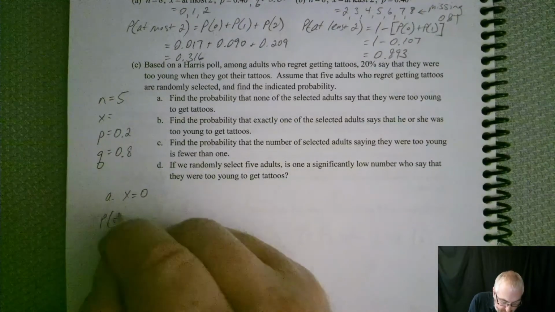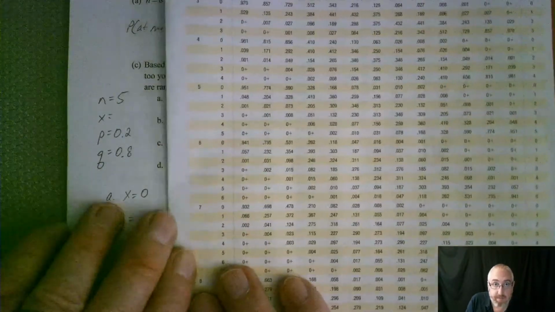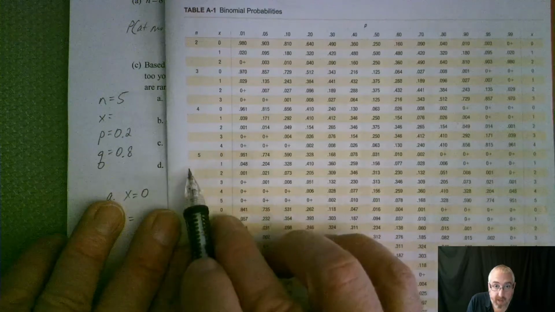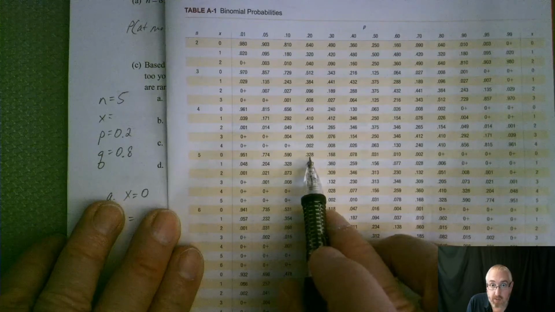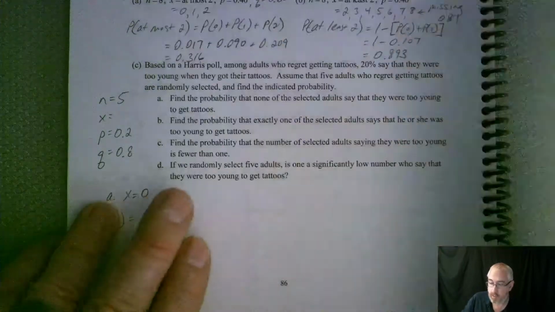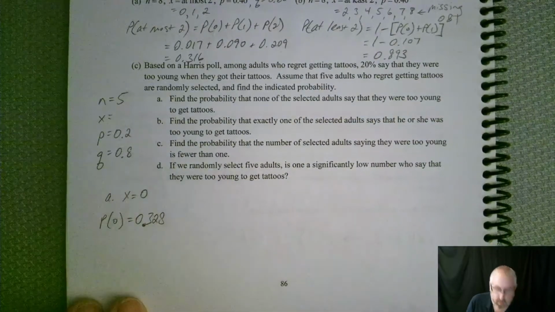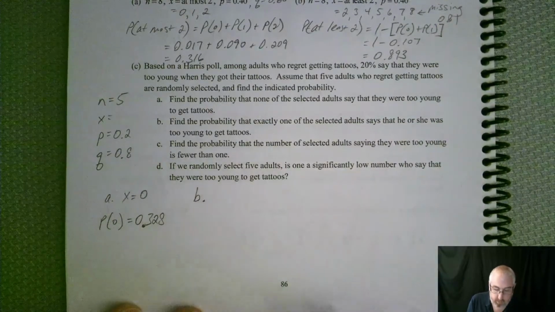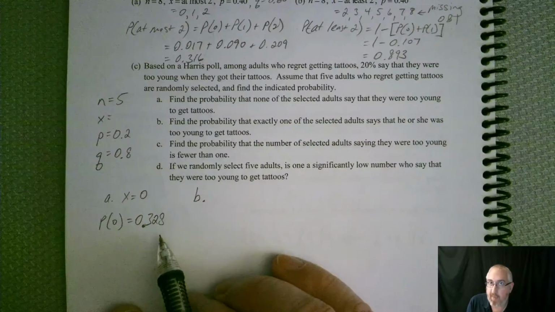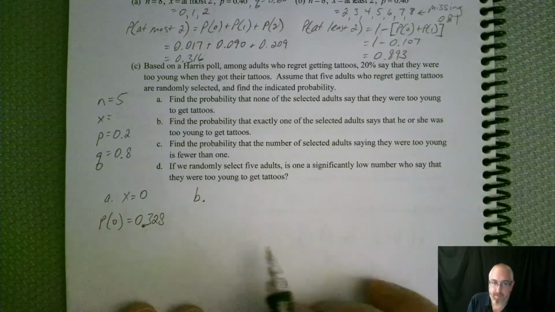So the probability of 0 is going to be equal to, let's see, N is 5. So yeah, N is 5, X is 0, we want 20%, so 20% is right under here. So 328, so 0.328. Done. All right, so roughly 32.8% of the people thought that they were too young, if none selected that. That happened 32.8% of the time.